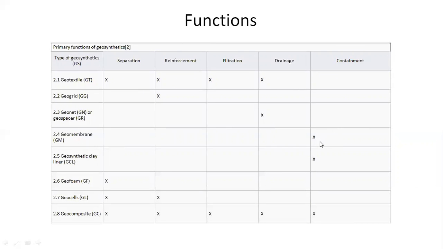Geomembrane is used for containment, and geosynthetic clay liner is also used for containment. Geofoam is used for separation, and geocells are used for separation and reinforcement. If we talk about geocomposites, they are used for all purposes, because a geocomposite is a composite of geotextile, geogrid, and so on. So they serve all types of functions: separation, reinforcement, filtration, drainage, and containment.